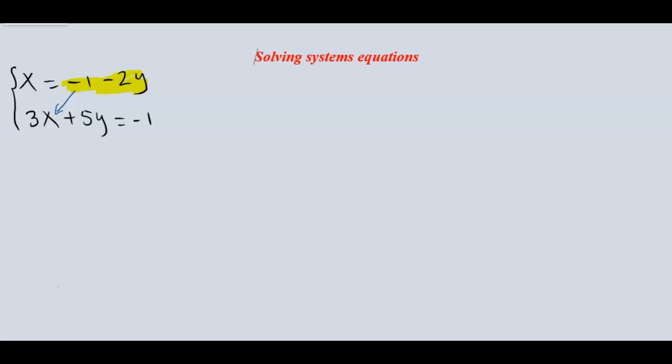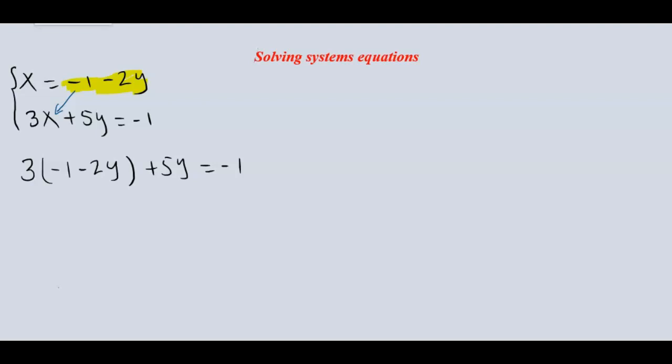So what we're going to have is 3 times, now instead of having x, we're going to have negative 1 minus 2y, plus 5y equals negative 1. Now we can go ahead and solve for y. We have one linear equation with one variable, so we're solving for that variable.